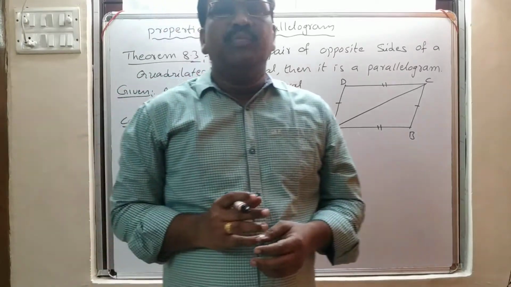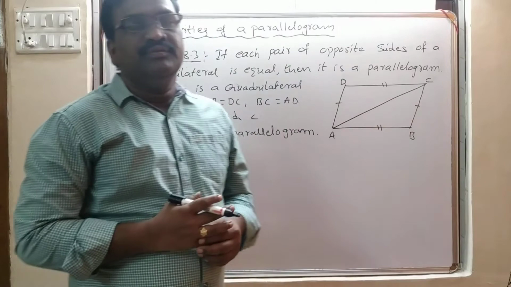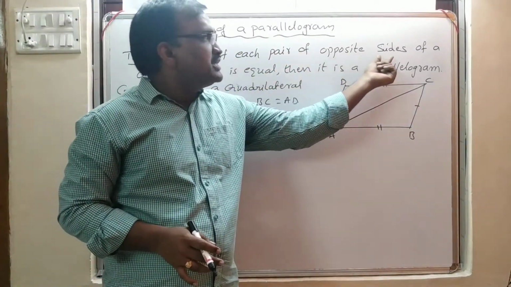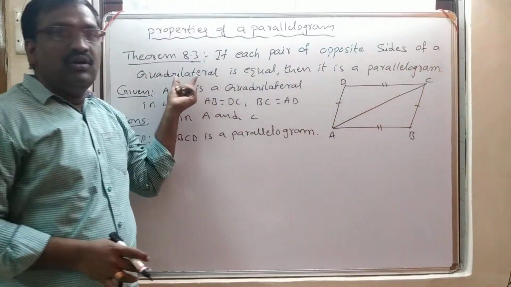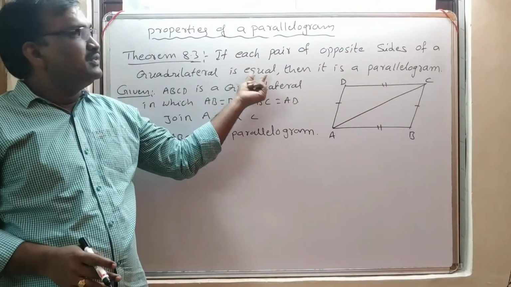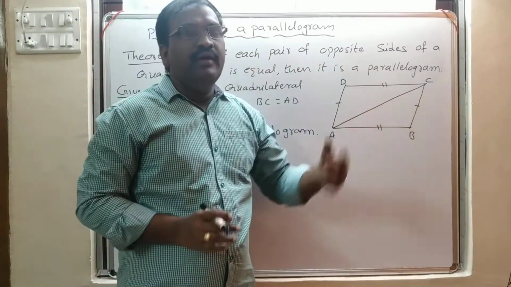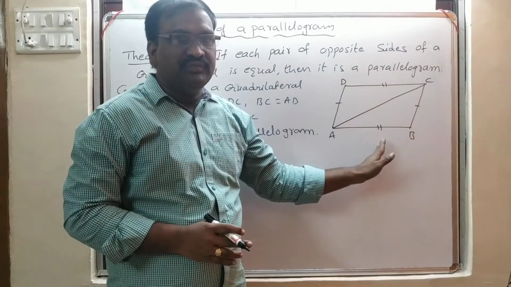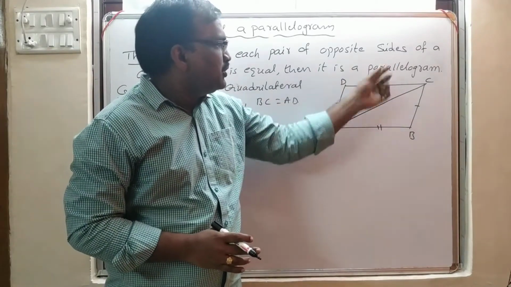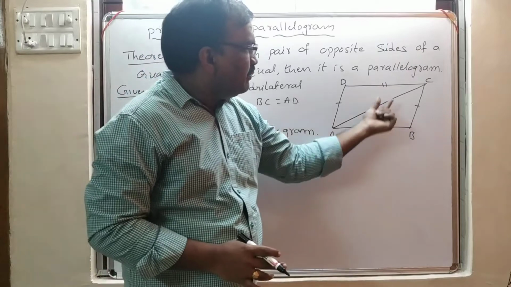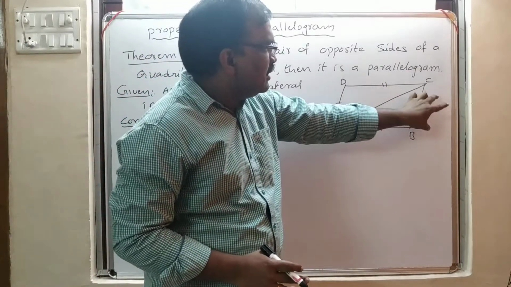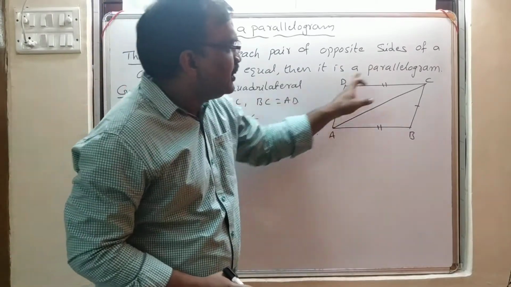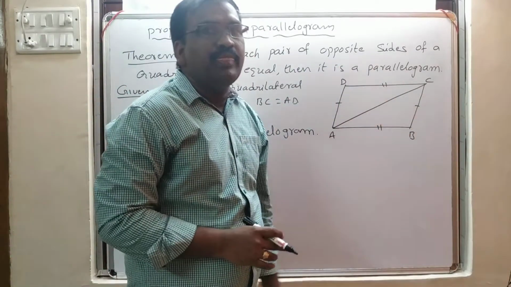Next, the third property in parallelograms, that is, if each pair of opposite sides of a quadrilateral is equal, then it is a parallelogram. So take ABCD as one quadrilateral. In that, opposite sides are equal. That is, AB is equal to DC, and BC is equal to AD. So opposite sides are equal. Then prove that ABCD is a parallelogram.